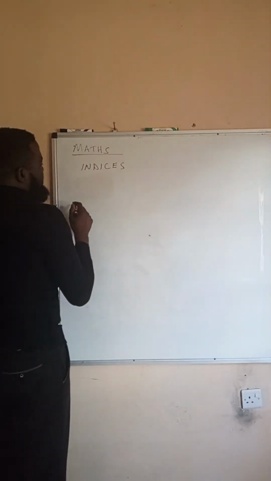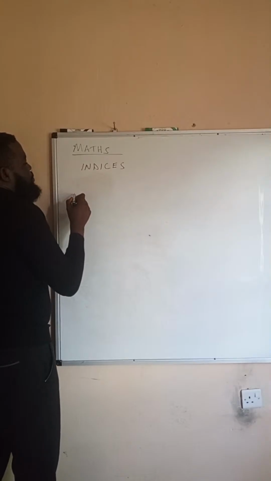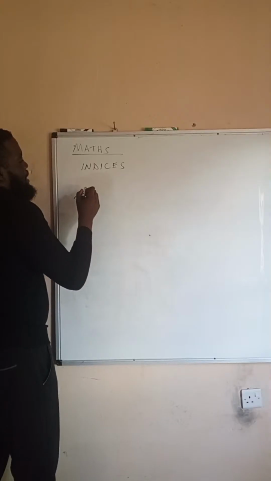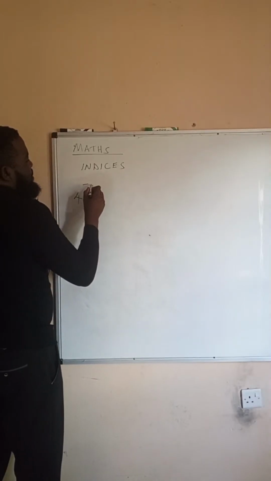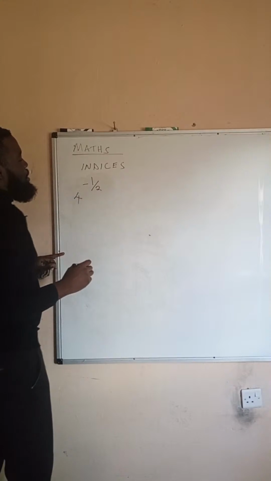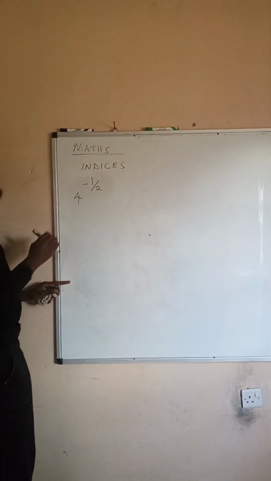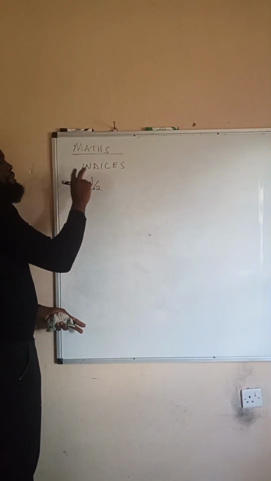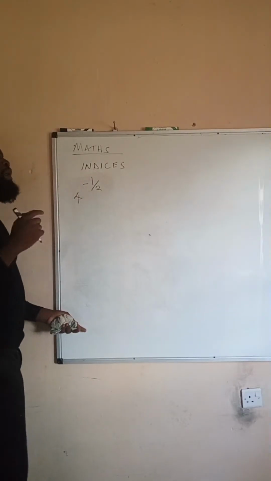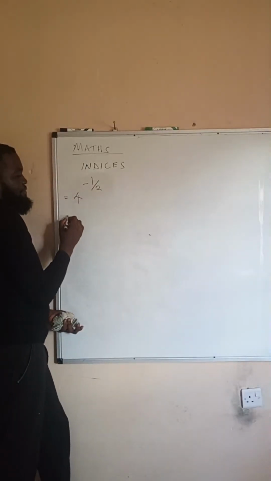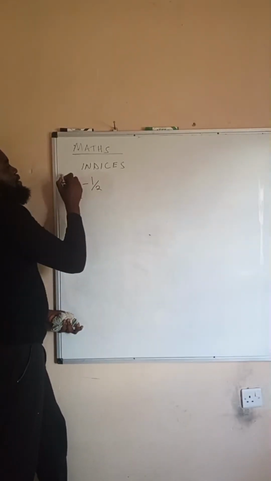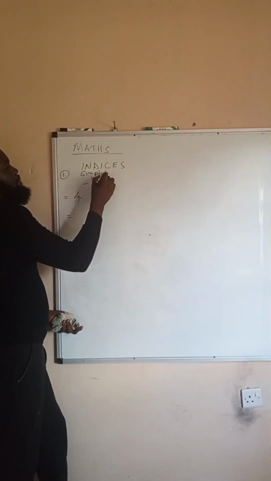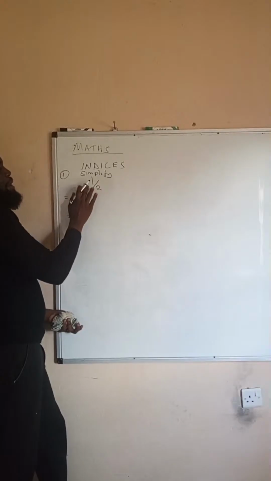What about if the power is negative? What if they give you, for example, 4 to the power negative 1 over 2? What we were solving didn't have a negative; it was just 4 to the power, with a positive power. What do you do when the power is negative? Simplify 4 to the power negative 1 over 2.